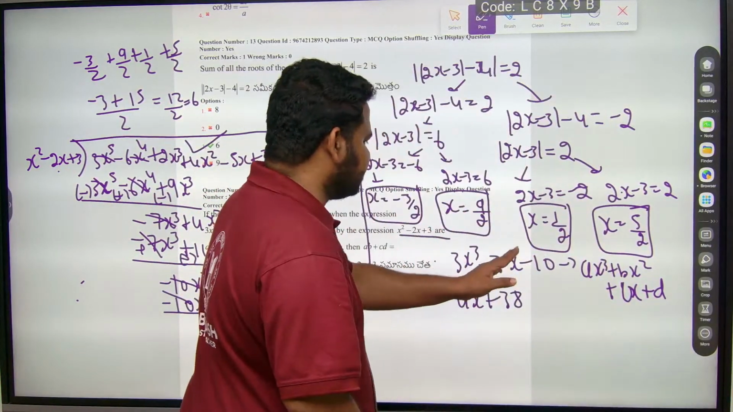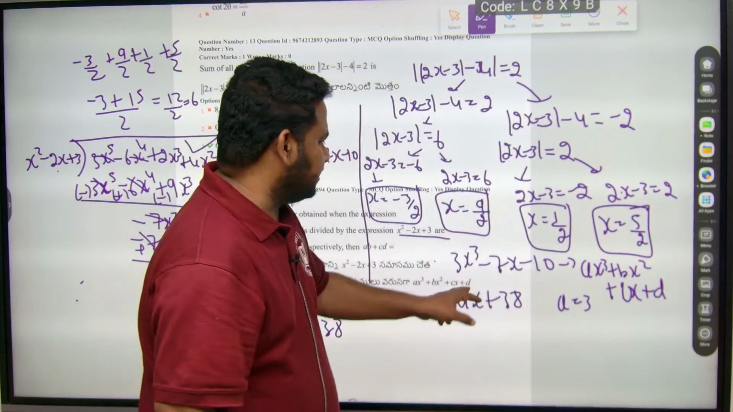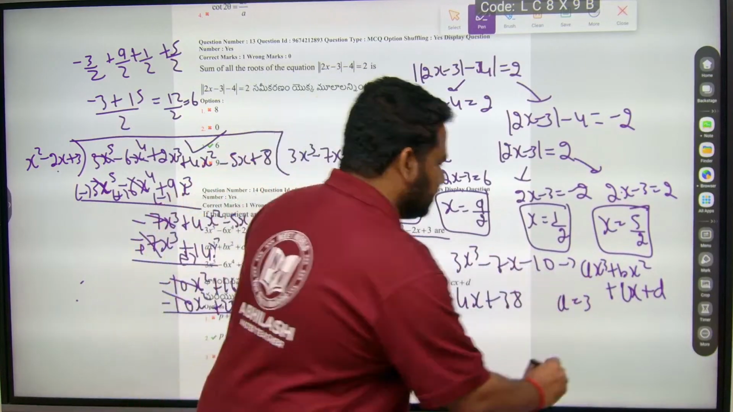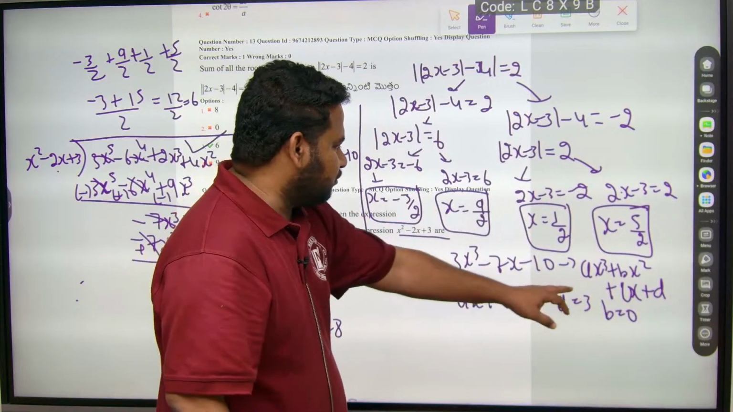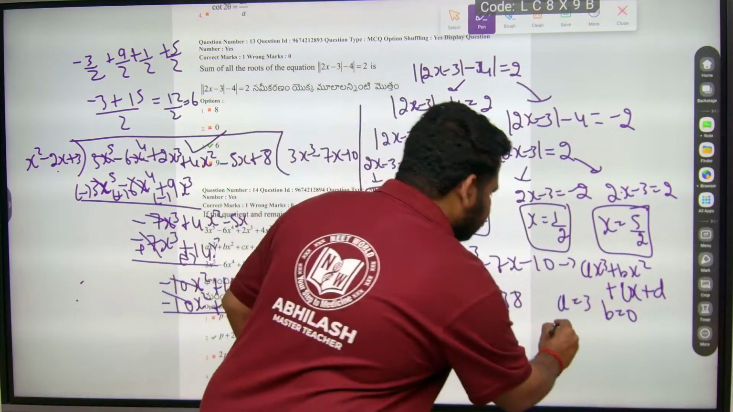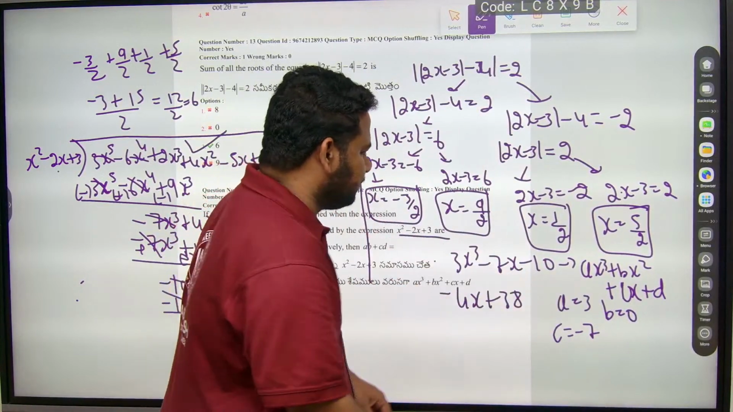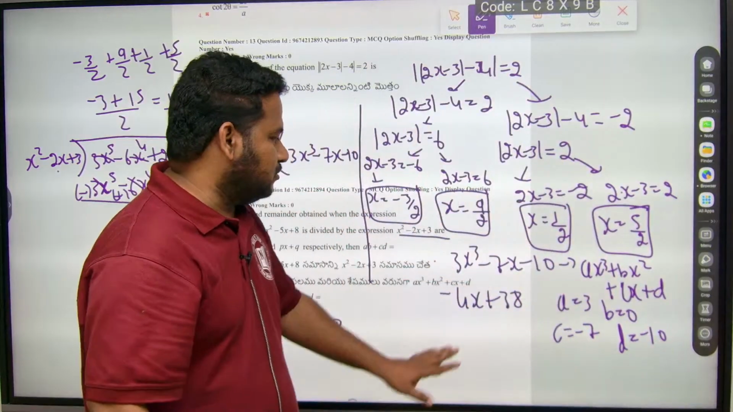Now if I compare this, a is equal to 3, b is equal to 0, here the x square term is not there, that means b will be equal to 0, be very careful, b is not 7. Now the value of c, c will be equal to minus 7, then d will be equal to minus 10, friends, d will be equal to minus 10. All these things we got.